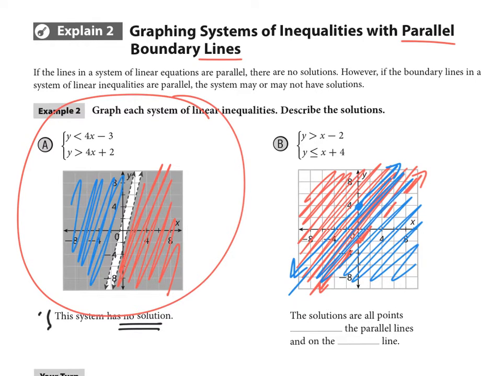On this one, there is a shared area, and that's this section in the middle. All right, so this section in the middle is where the solution is, because even though these lines are parallel, the shading areas do overlap. So this does have a solution, and it's the section between the parallel lines. So make sure that you understand parallel does not always mean no solution if you have inequalities and shading.